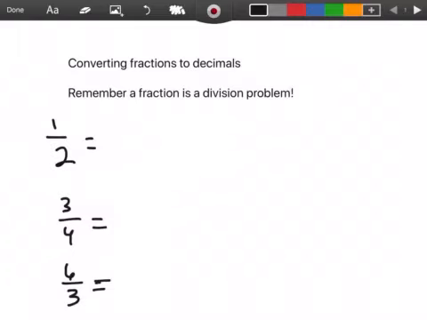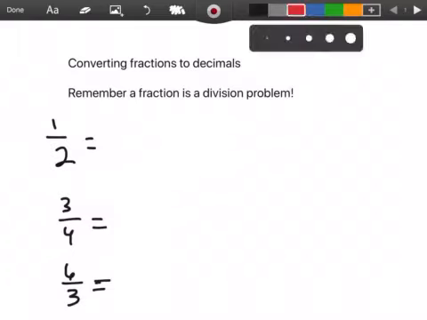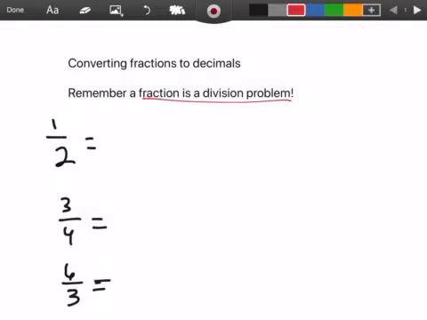Video today is over converting fractions to decimals. Remember that a fraction is a division problem. So when you see 1/2, it means 1 divided by 2. 3/4 is 3 divided by 4, and 6/3 is 6 divided by 3. So that's pretty easy. You're just reading it from top to bottom, left to right.